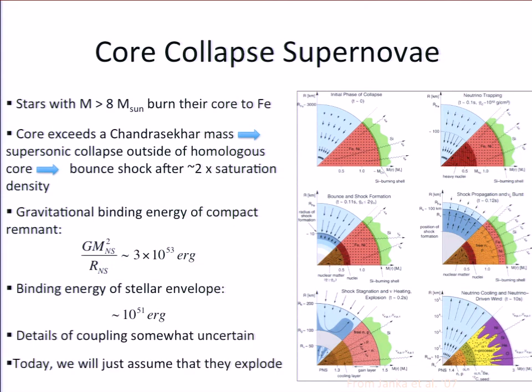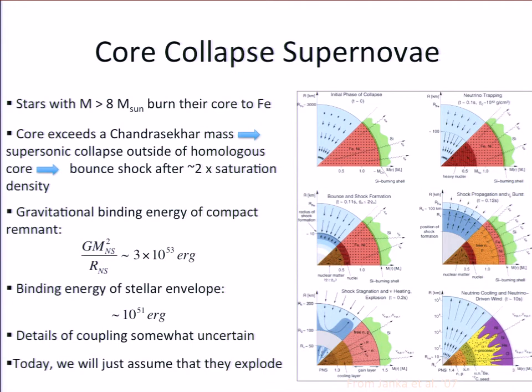The details of that coupling are a little bit uncertain, and there's a lot of work being done to try to understand that coupling, both in Germany and at Princeton and at Oak Ridge. But for today, we're just going to assume that they explode, and we're going to look at what happens after the explosion, what happens to this compact remnant over these first 10 seconds. Specifically, we're going to be looking at stars that form neutron stars, not black holes.